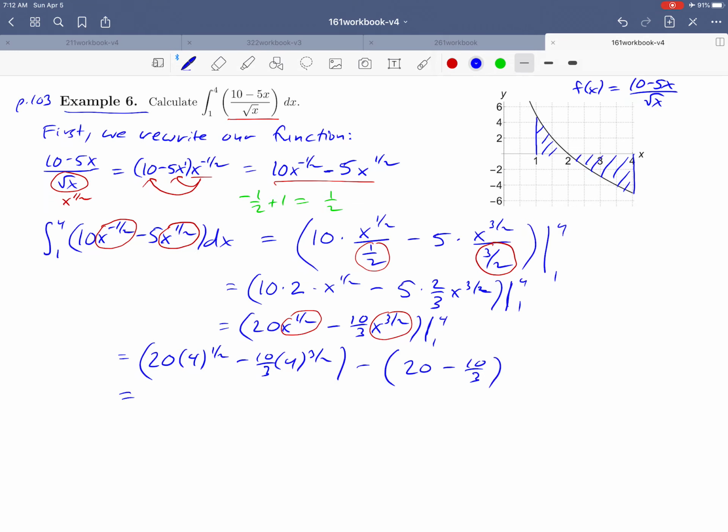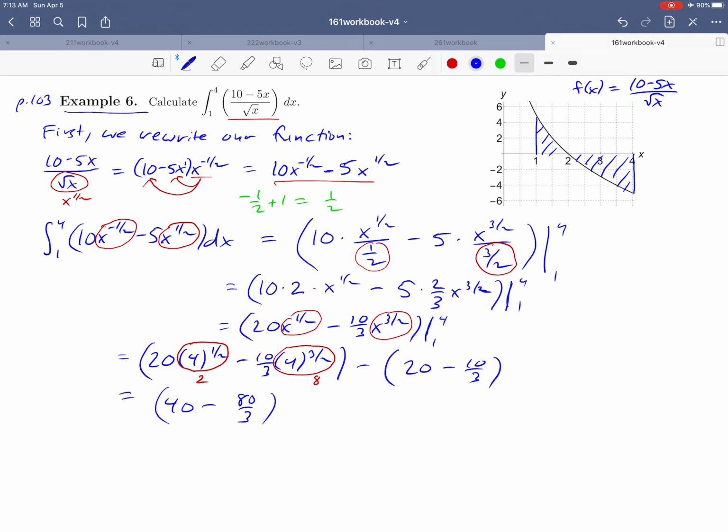Okay, so we're almost there. So we've got a couple of numbers to calculate here. Notice that 4 to the 1/2 is just 2. And 4 to the 3/2, you may be able to do that calculation by hand. You could also ask your calculator if you wanted to, and it will tell you that that's going to be 8. Okay, if we fill those two pieces in, we're going to get 20 times 2 is 40, minus 8 times 10/3 is 80/3.